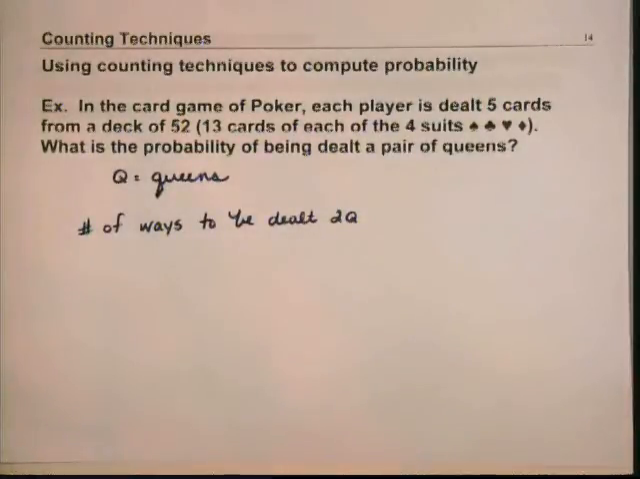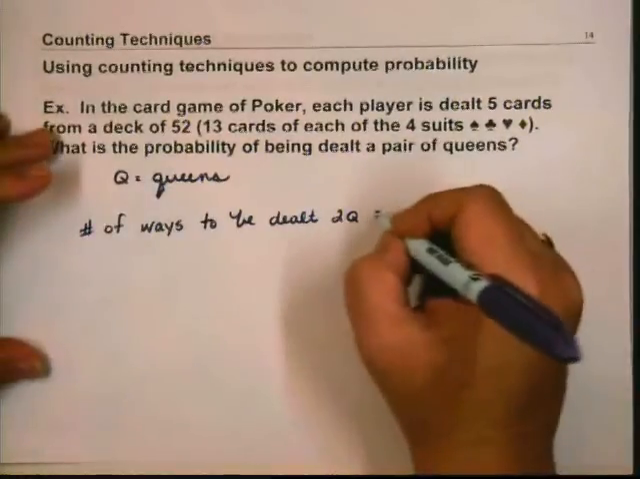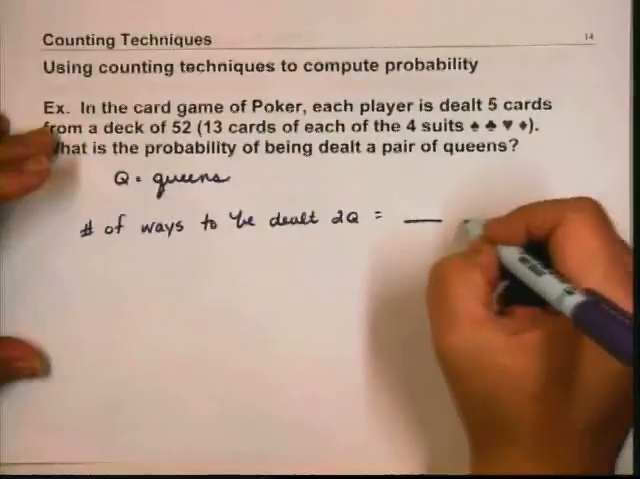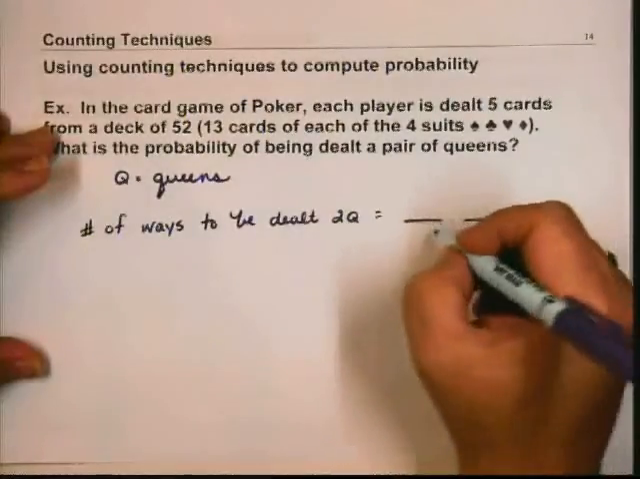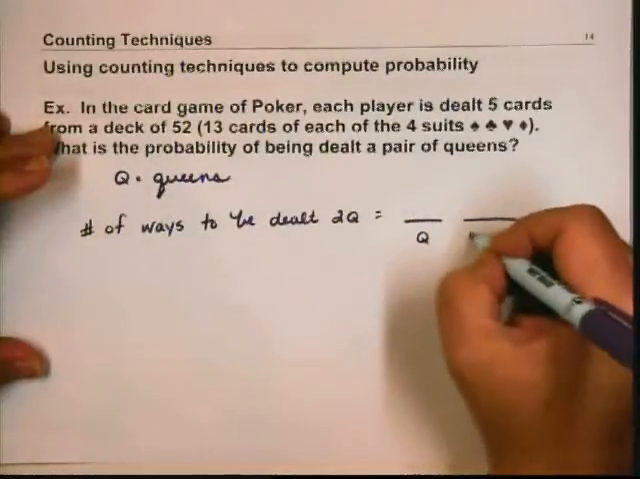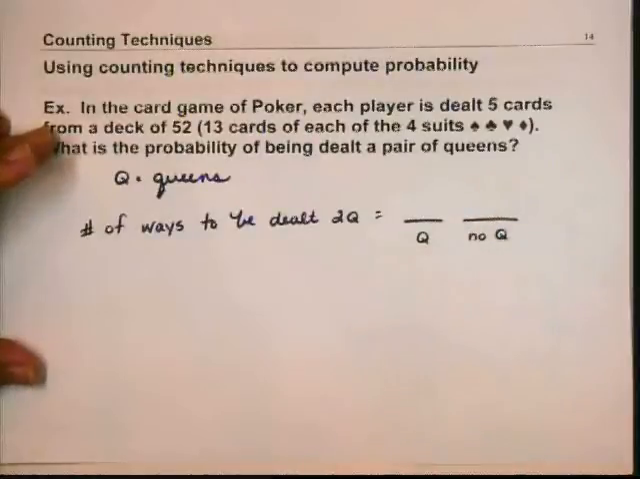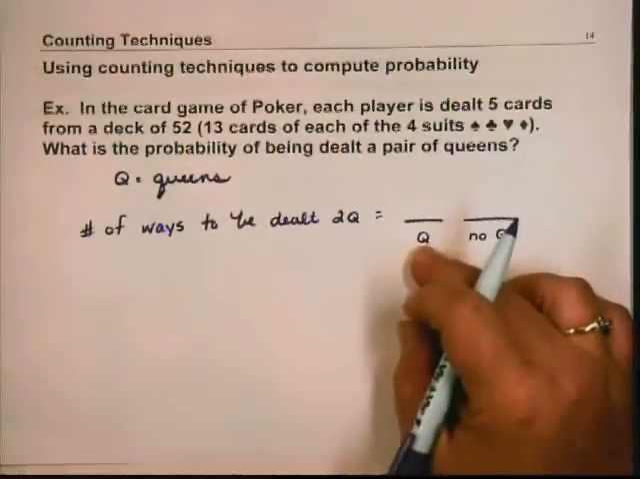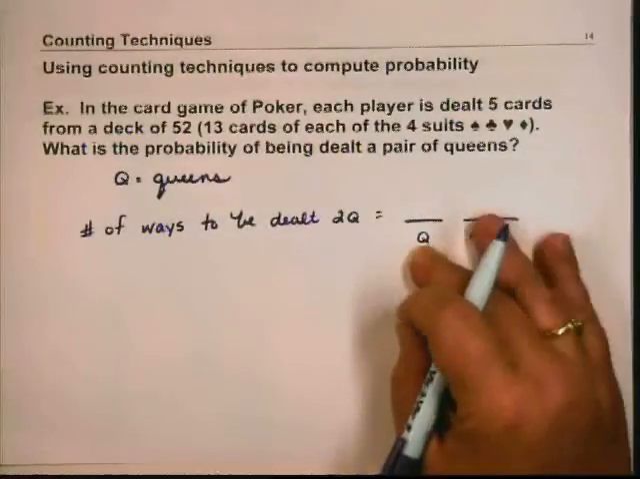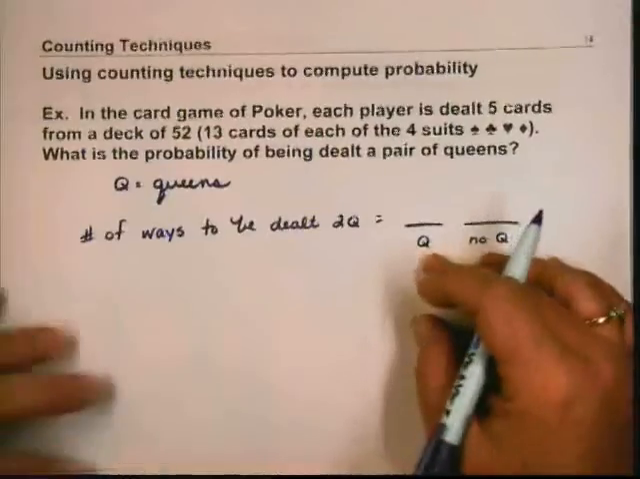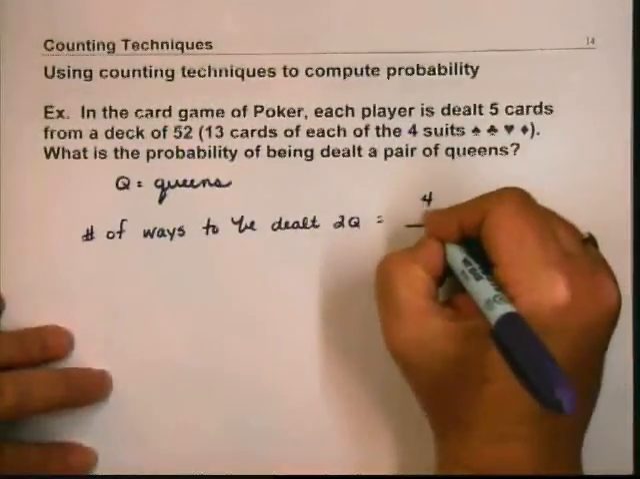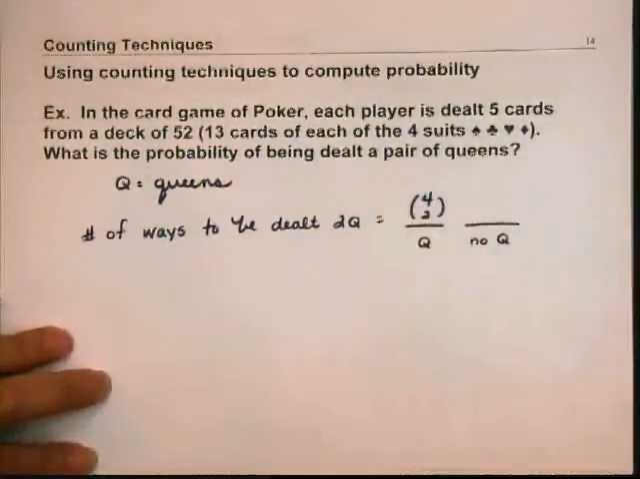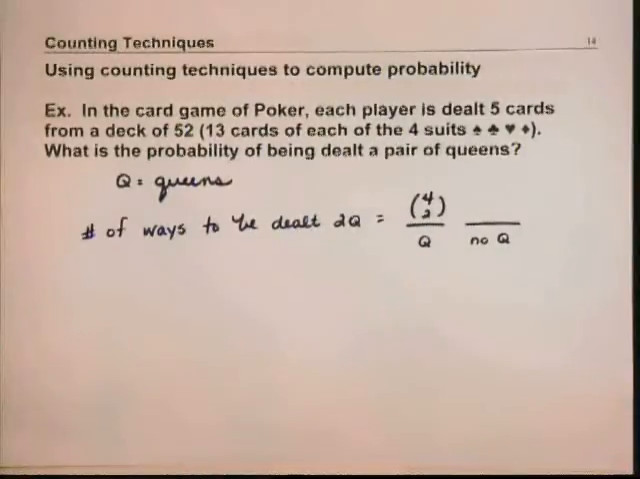You have 5 cards, number of ways to get 2 queens. So you have, and 2 blanks we'll think about. Queen, no queen. So how many different ways could you get 2 queens of the 4? So that'd be there are 4 altogether, and you're getting 2 of them. Order's not important, is it? No.